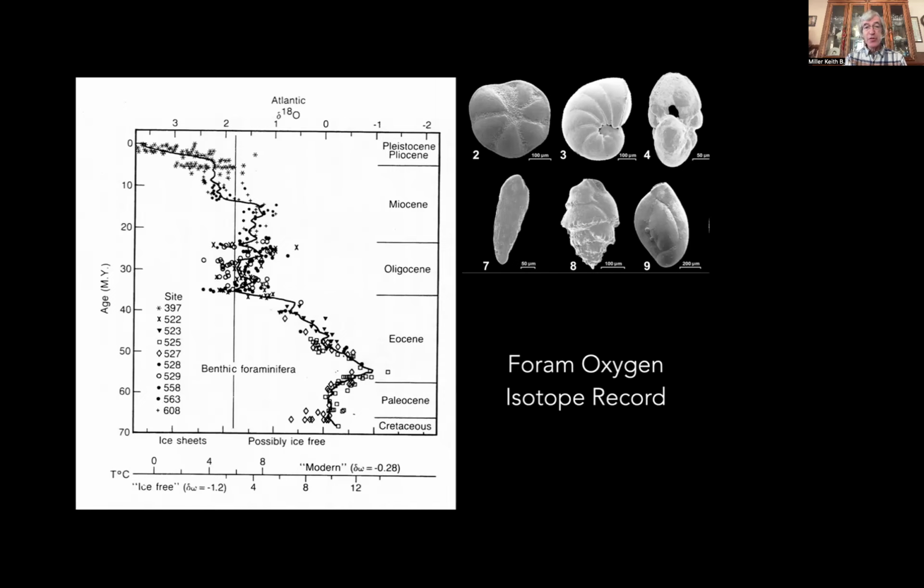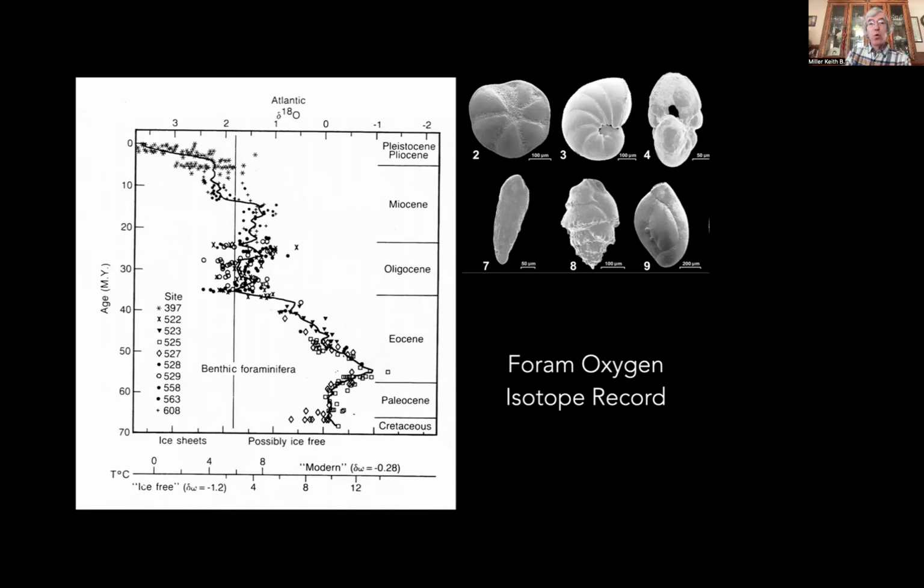The warmest time in this record is called the Paleocene-Eocene Thermal Maximum. And that's when that curve is furthest to the right. So the water is the warmest. In other words, at this point, the water is the lightest. It has more oxygen 16.